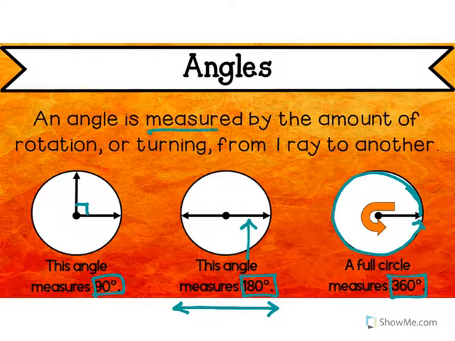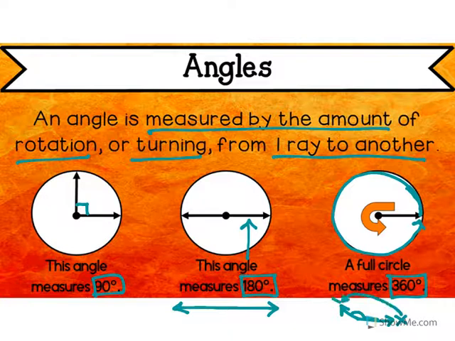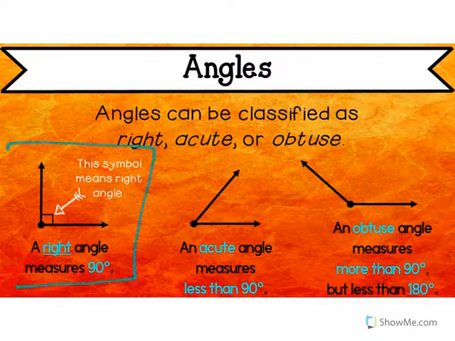So remember, angles are measured in the amount of rotation or turning from one ray to the other. So if I had this, I would measure it in degrees from this ray all the way to that ray. We'll talk more about this in a later chapter. I just want this to be refreshed in your brain. Like I said earlier, you can have a right angle, and it's usually symbolized with this square. That means it has exactly 90 degrees.